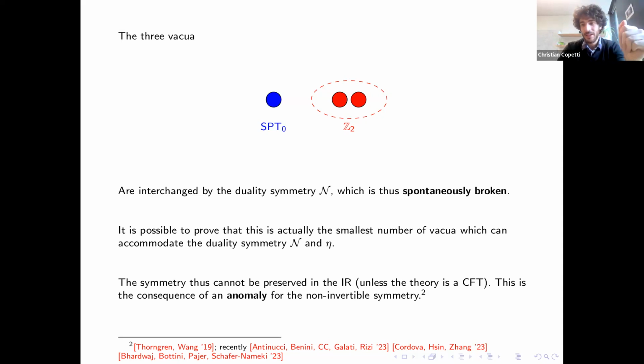And you can ask, is there something that tells us that this symmetry cannot be preserved in the infrared? And it turns out that the fact that you must have at least three vacua in the infrared is an anomaly for the non-invertible symmetry eta, sorry, n. So this is the usual thing that if you have an anomaly and you try to flow to a gapped theory, you cannot have a gapped theory which preserves the symmetry. It must be spontaneously broken by 't Hooft anomaly matching. And this is a similar story, but for generalized symmetries, for non-invertible symmetries.